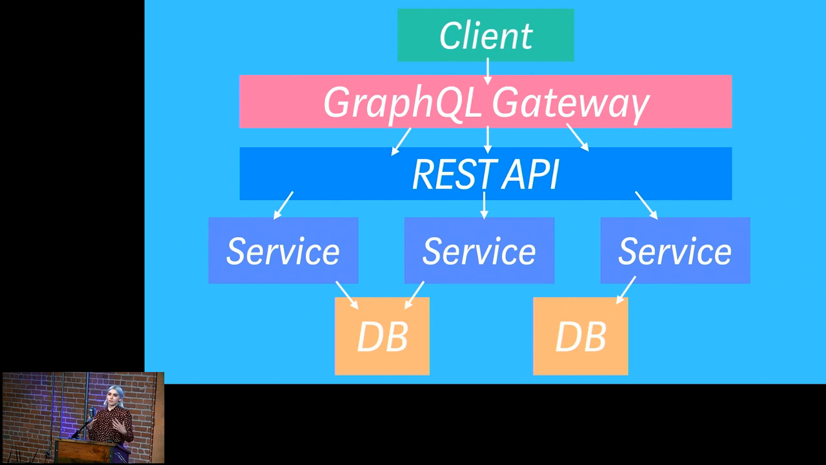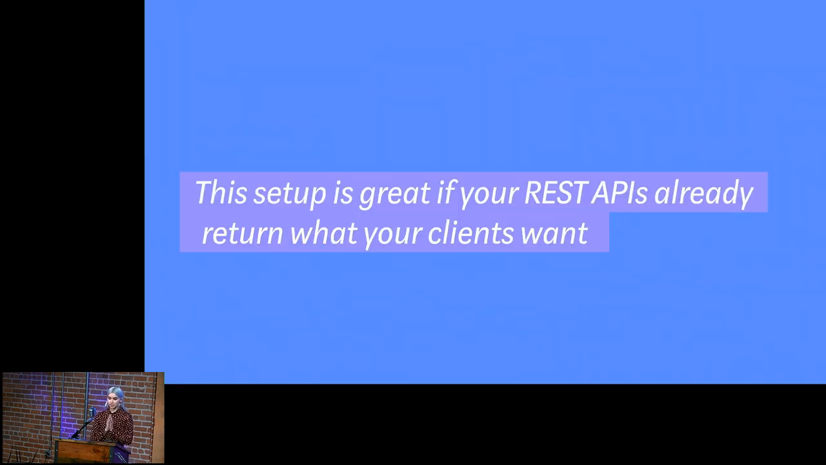So this is a common way to add GraphQL to a legacy system. Not everyone does this, but we did this at Medium, and it's kind of what we do at Twitter as well. This is pretty normal. So yeah, this setup is pretty great if your REST APIs already return what your clients want. I mean, it's perfect. Everything's great. You don't have to do anything.